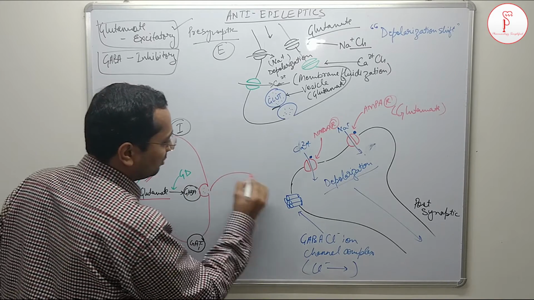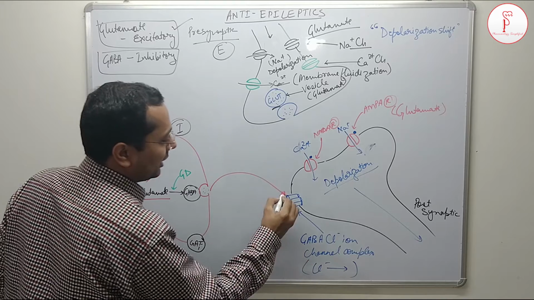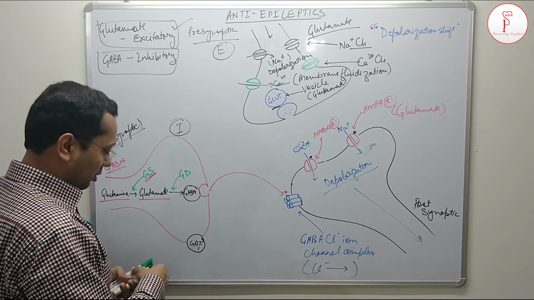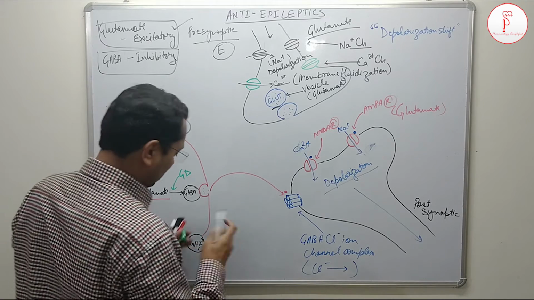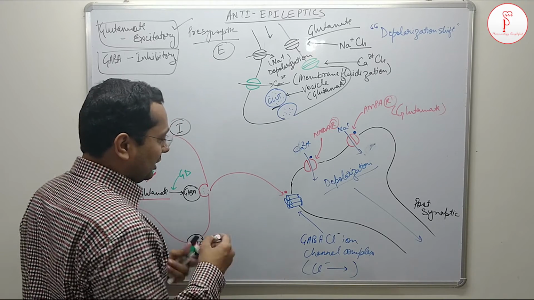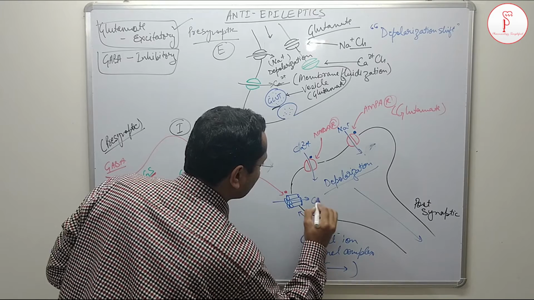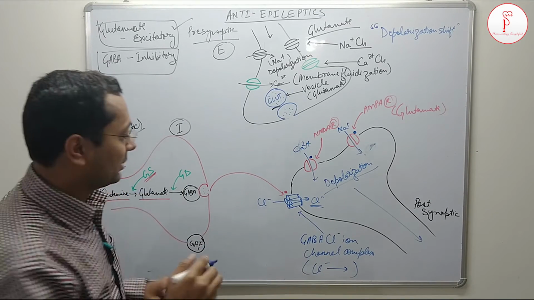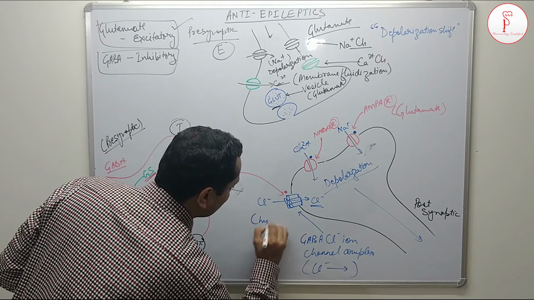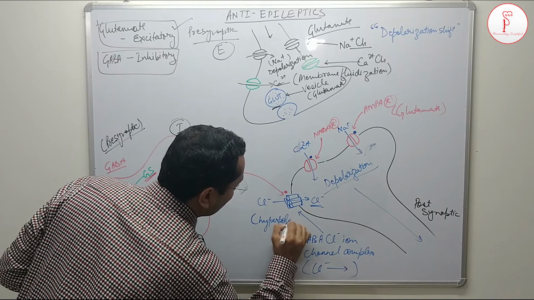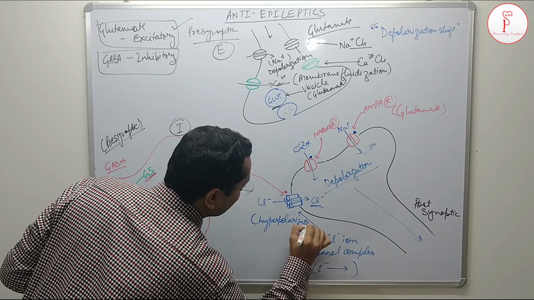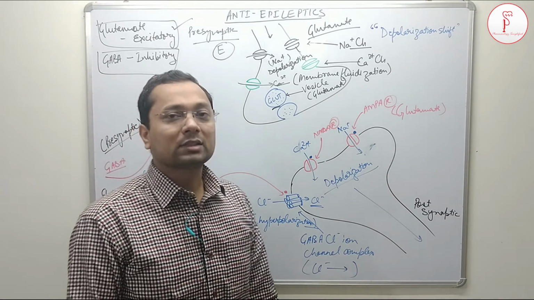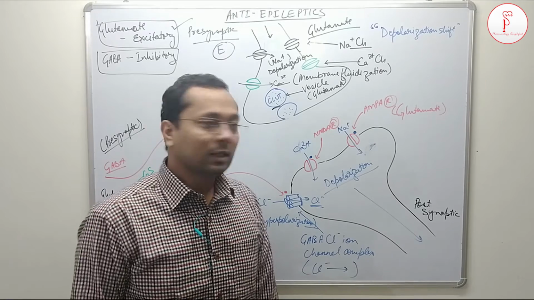Now this GABA is released, and it goes and binds to the GABA chloride ion channel complex. There is a rapid influx of chloride ions, and this leads to hyperpolarization of the neuron. And when the neuron gets hyperpolarized, it stops conducting.